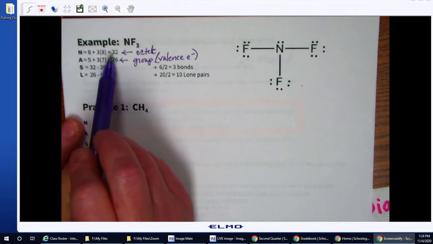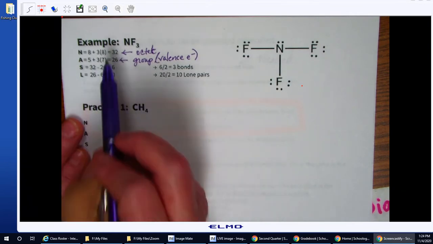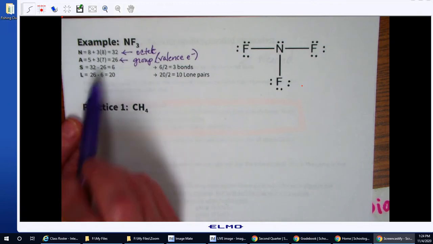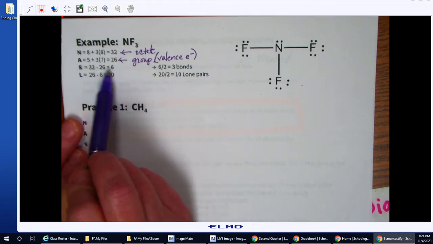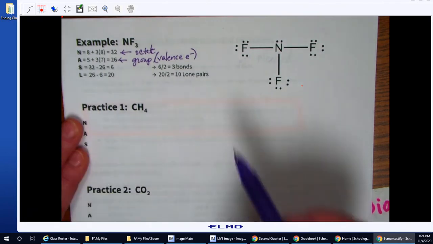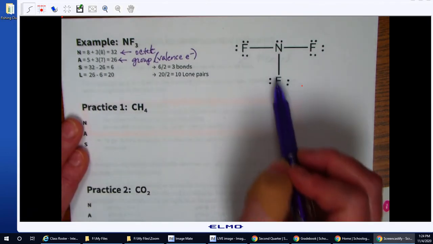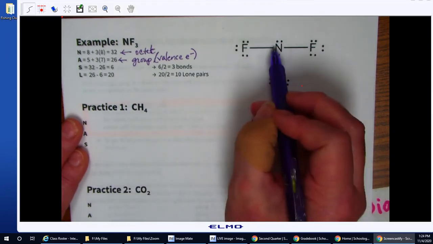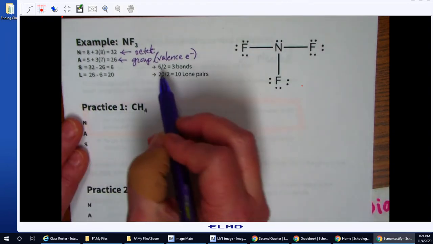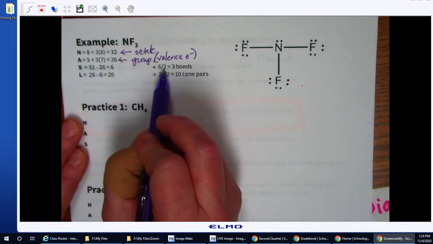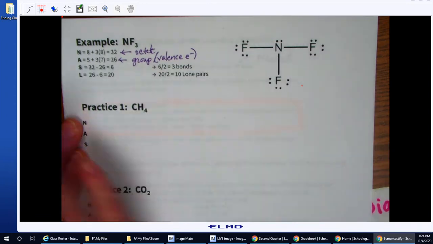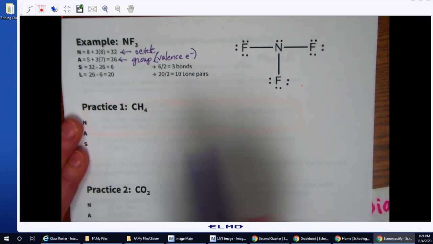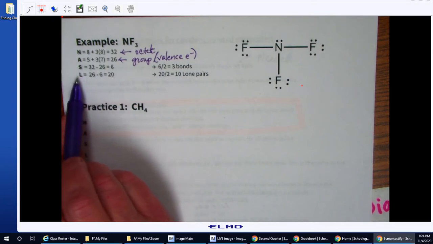Now, 26 total electrons is what I actually have. 32 is what I need. So I subtract to figure out how many we have to share. What that means is that those 6 electrons, 32 minus 26 equals 6, have to be shared between the nitrogen and each of the fluorines. Well, we know that 1 bond equals 2 electrons, so we divide 6 by 2, and we get 3 bonds. Notice in the Lewis structure, there are 3 bonds noted.